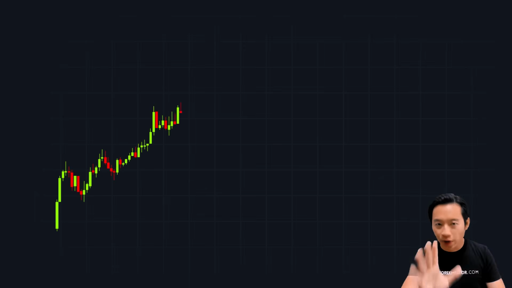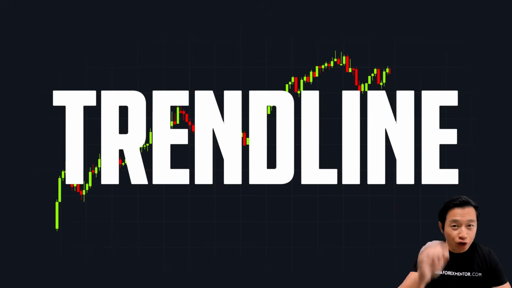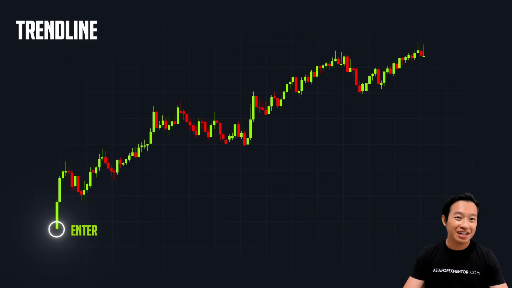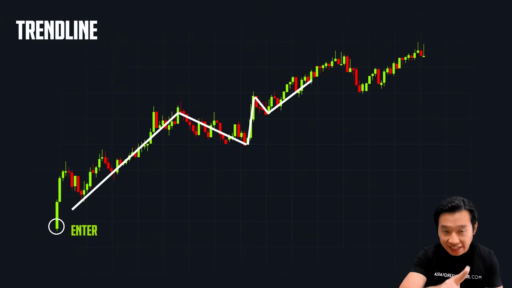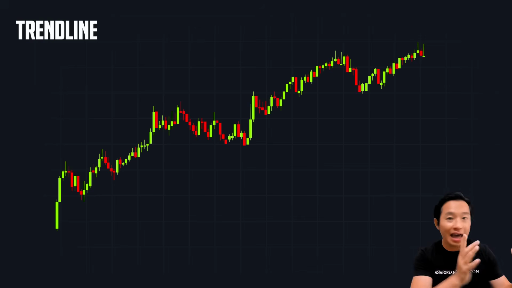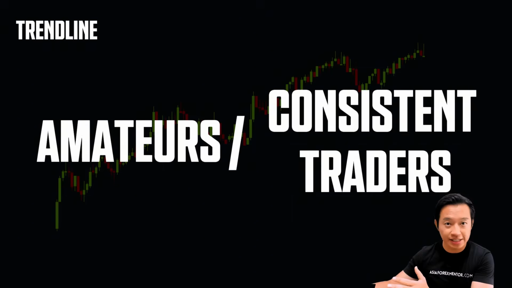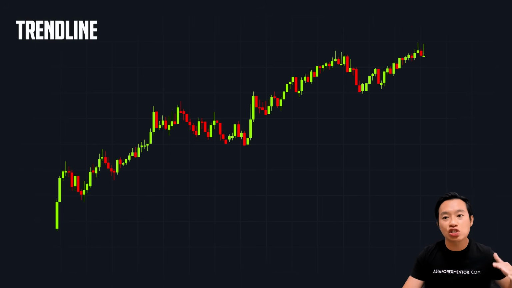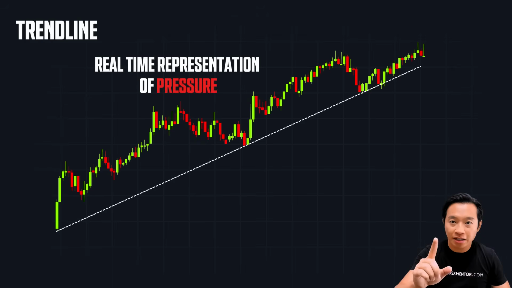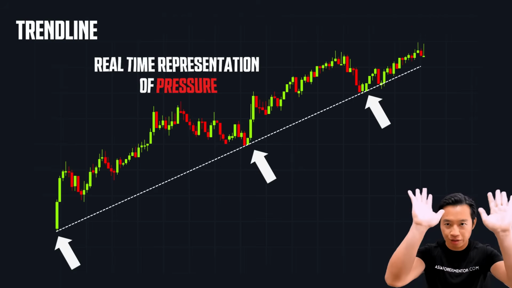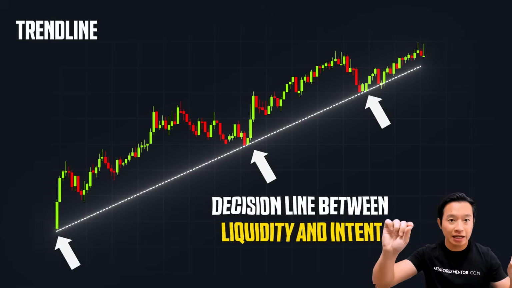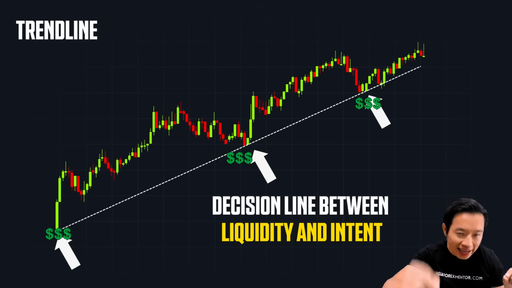Okay, so most of you will know what a trend line is, right? But few actually understand how to use it to enter with precision. And then you ride the momentum and exit with control. And that's where the gap lies between the amateurs and the consistent traders. A trend line isn't just a slope line that is drawn across the chart. This is a real-time representation of pressure. And when it's placed correctly, it acts like a decision line between what? Liquidity and intent in the market.